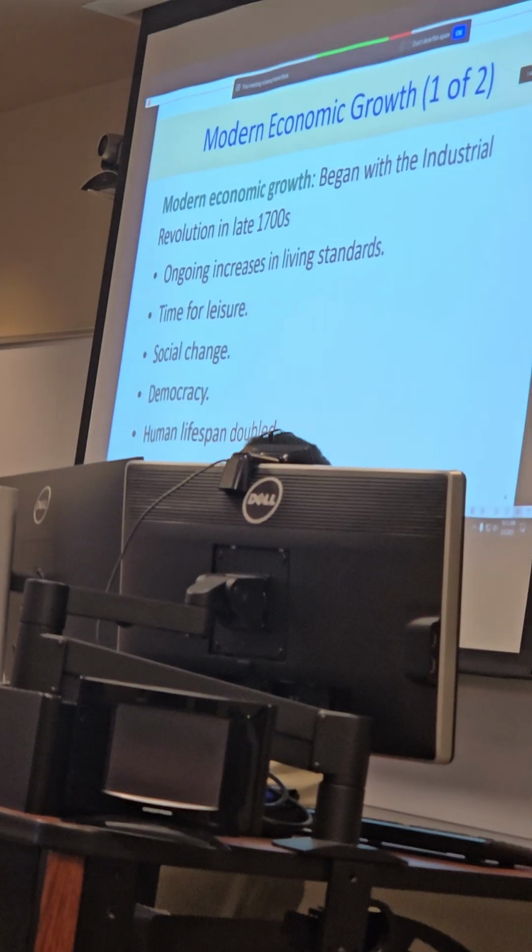Now let's continue here. The second part is modern economic growth. Modern economic growth started during the Industrial Revolution. Why modern? What happened before that? Well, before that, the growth rate of real GDP was almost the same as the growth rate of the population. And therefore there was no improvement in the standard of living.